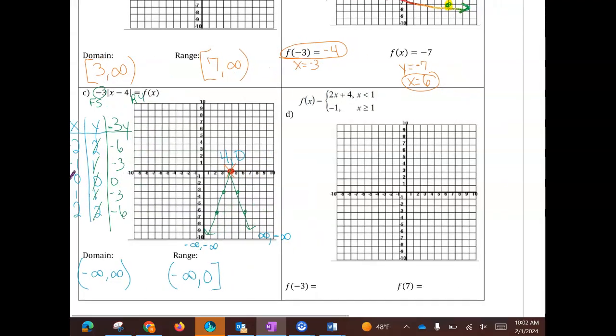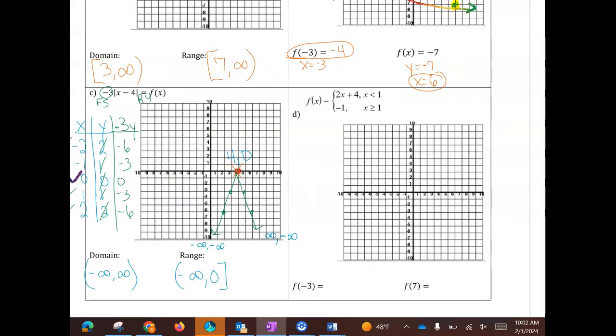All right, last one, piecewise functions. So the first thing I'm going to deal with is this boundary wall, this invisible wall. So it's right here at 1.